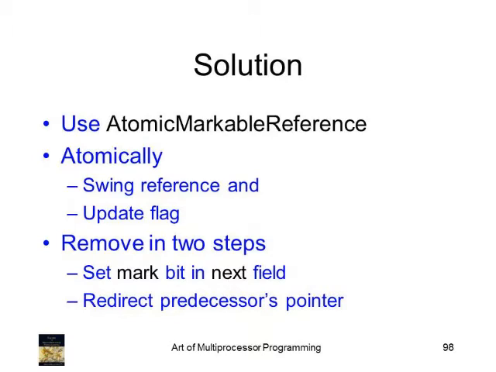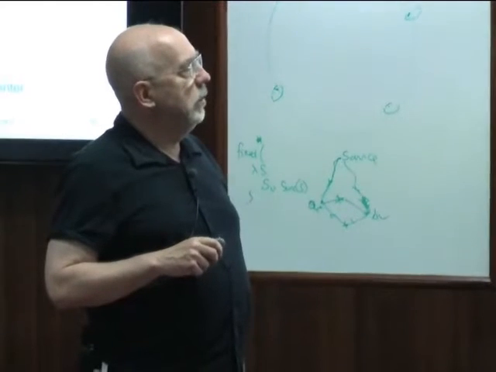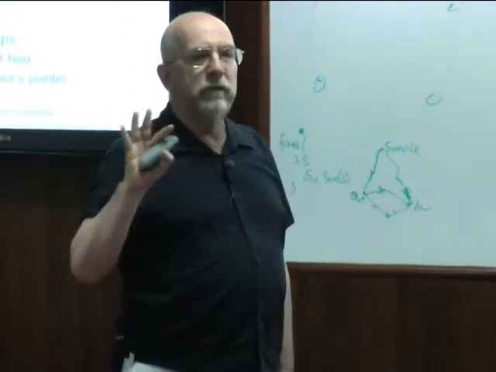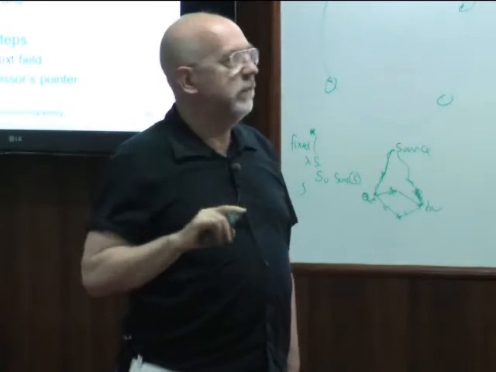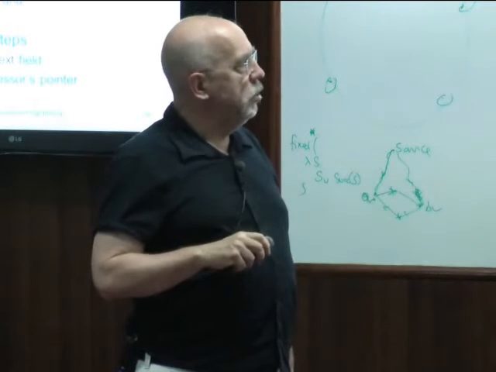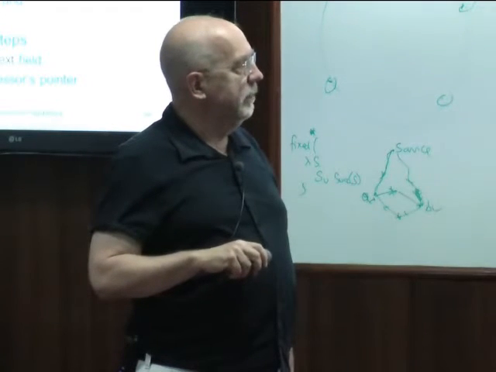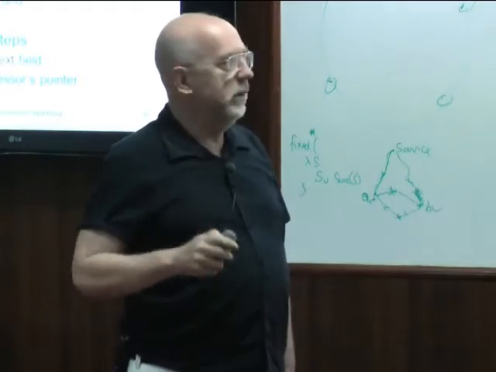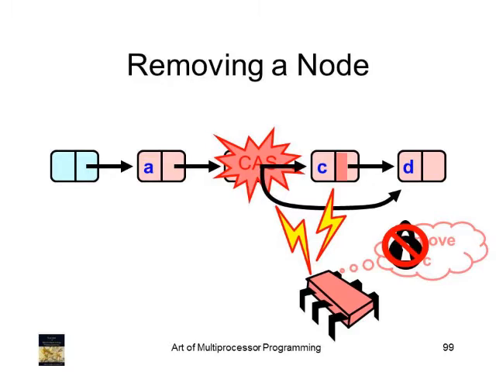So again, this is such a useful pattern of being able to put a reference and a bit together that the Java libraries give you a prepackaged version of this. It allows you to change the reference and update the flag. You can set the flag independently and read each value independently and so on. So here we are. We're going to remove node C.